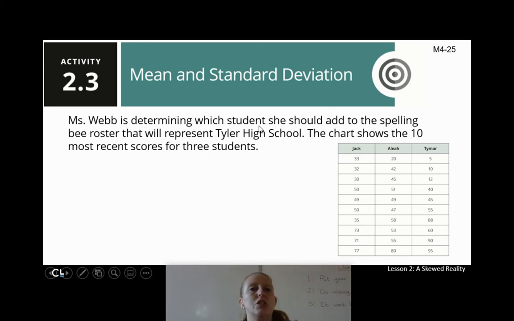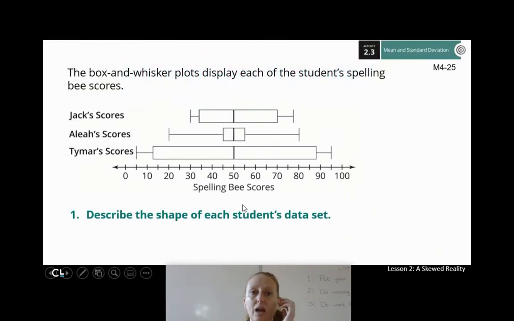And to kind of introduce us into this idea, we're on page M4-25. And we have Miss Webb. Miss Webb is determining which student she should add to the spelling bee roster that will represent Tyler High School. And the chart shows the 10 most recent scores for 3 students, for Jack, Aaliyah, and Tamar. So here are their 10 most recent scores. The box and whisker plot displays each of the students' spelling bee scores.